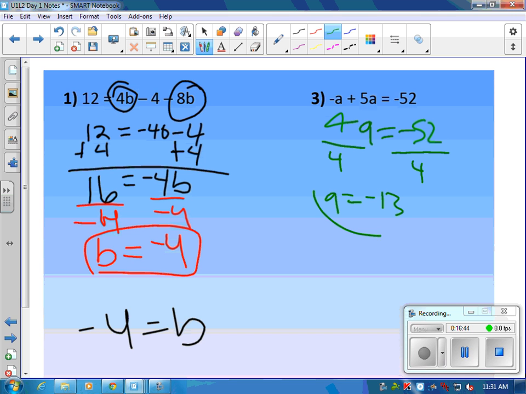All right, so again, we combine like terms. We completely simplify first, and then we just have that one step. We have to undo that multiplication, one step of dividing, and we have solved our problem.